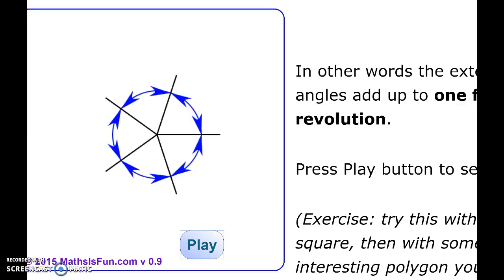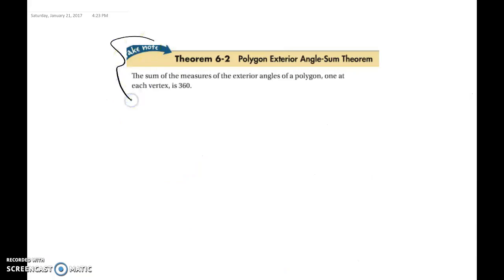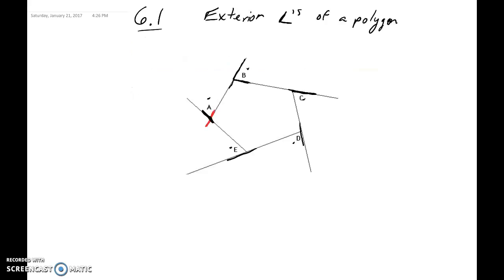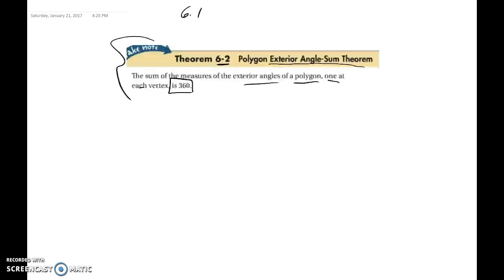All right, now we're going to do an example. Well, before we do an example, we'll just go over the theorem. So it's the exterior angle sum theorem. We're still in section 6.1. It's just the second theorem for this chapter. And this states that the sum of the measures of the exterior angles of a polygon, any polygon, is 360 degrees. Right? And only one at each vertex, meaning you can't draw multiple like I did here with the red and black lines.